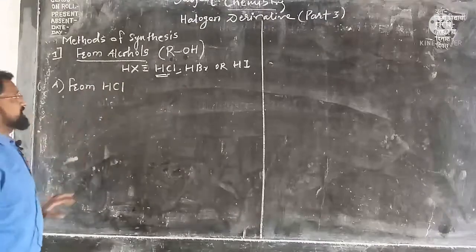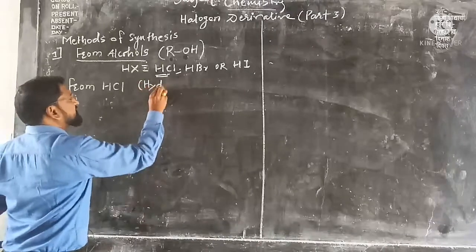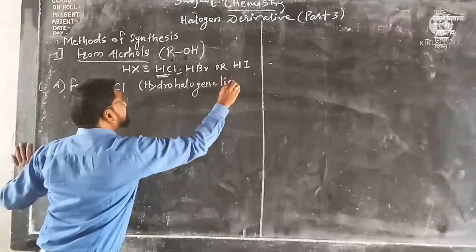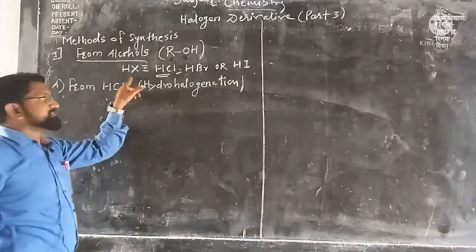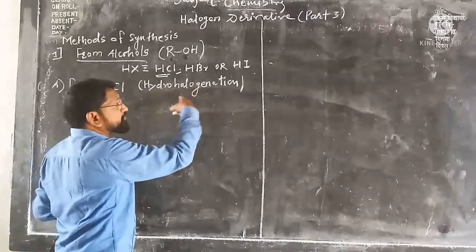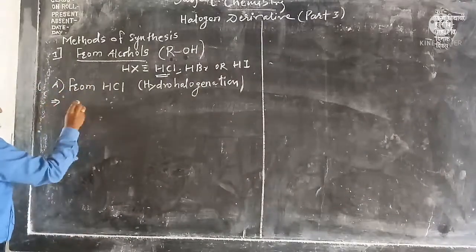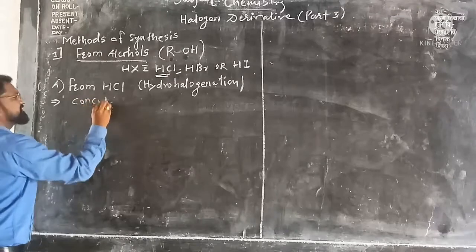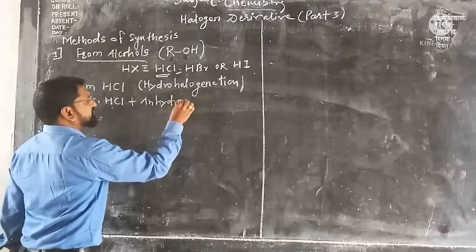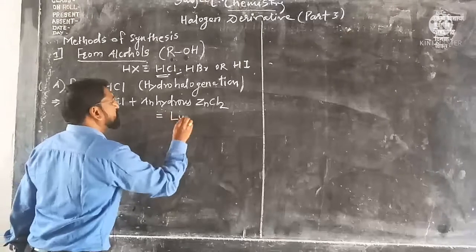Before that, this reaction is also known as hydrohalogenation. Hydrohalogenation means what? Addition of HX. Addition of HX is called hydrohalogenation. Here it is HCl, therefore it will be known as hydrochlorination. So see here: first, concentrated HCl plus anhydrous zinc chloride. This combination is nothing but your Lucas reagent.